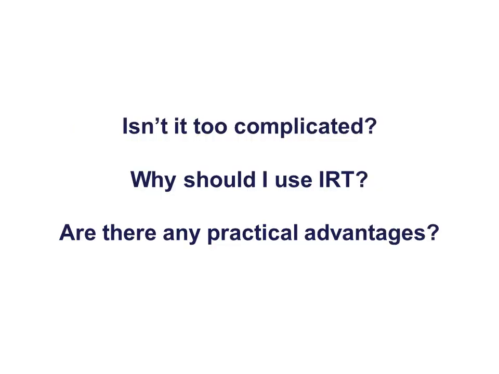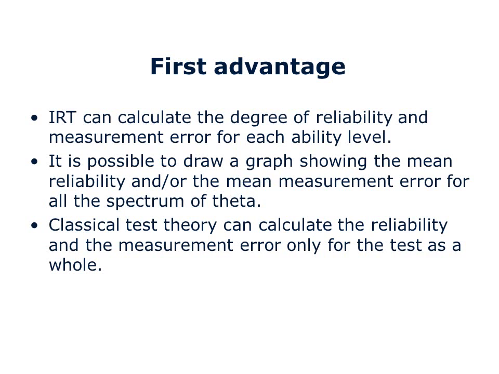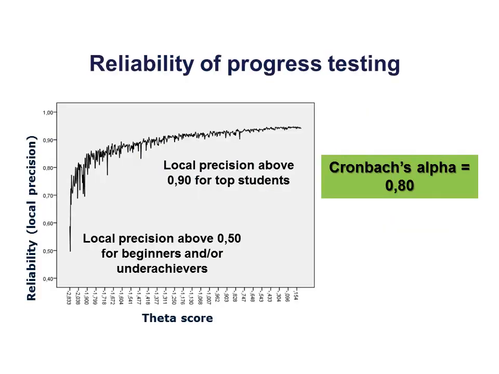So you may ask now, isn't it too complicated? Why should I use it? Are there any practical advantages? Yes, there are. The first advantage is that we can estimate the degree of reliability and error for the whole spectrum of theta. In classical test theory, reliability and error are only calculated for the test as a whole. And with item response theory, you can do that in a graphical, very sophisticated manner.